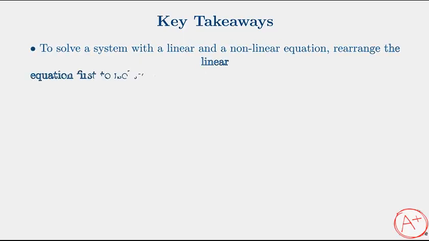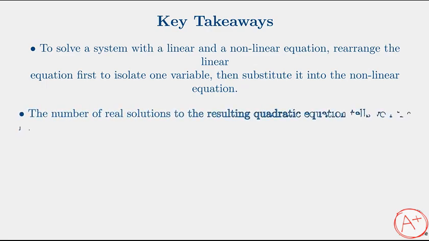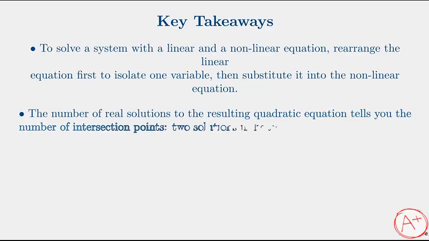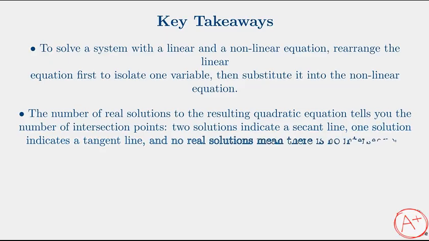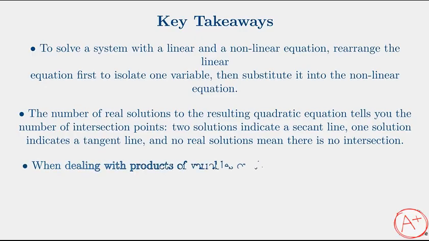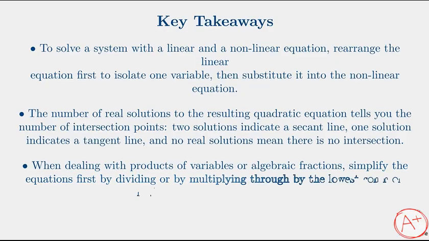To solve a system with a linear and a nonlinear equation, always rearrange the linear equation first to isolate one variable, then substitute it into the nonlinear equation. The number of real solutions to the resulting quadratic equation tells you the number of intersection points. 2 solutions indicate a secant line, 1 solution indicates a tangent line, and no real solutions mean there is no intersection. When dealing with products of variables or algebraic fractions, simplify the equations first by dividing or by multiplying through by the lowest common multiple to clear denominators.